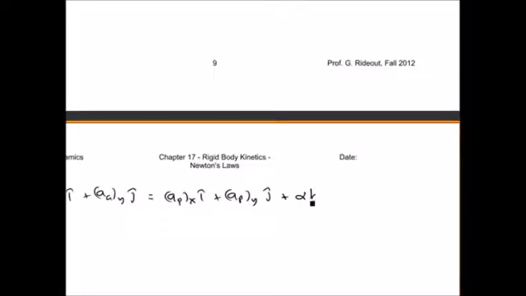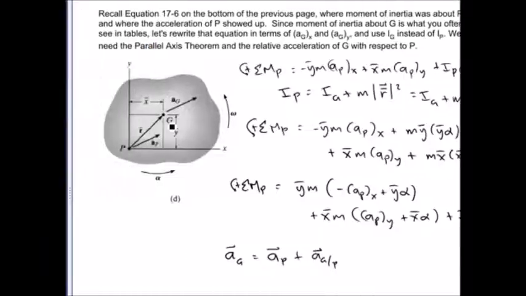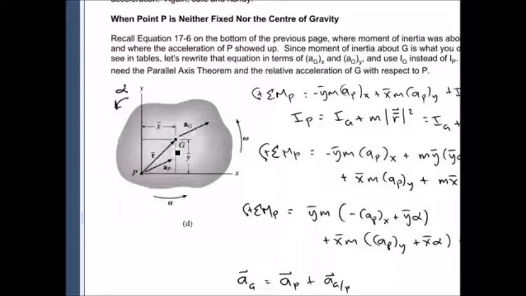Now the tangential component is going to be alpha cross r bar. So alpha is alpha k, and we're going to cross that with the r bar vector. If we look up here, if this body has angular acceleration alpha that way, then here's the direction of the acceleration of G with respect to P tangential, and that vector is going to be alpha k crossed with r bar, which is x bar i plus y bar j.